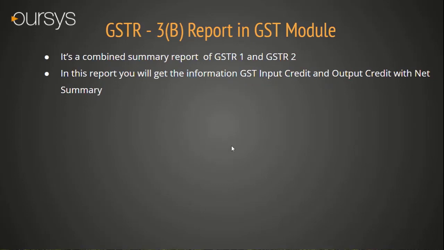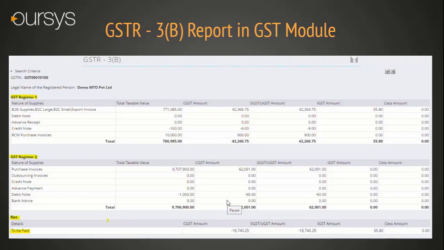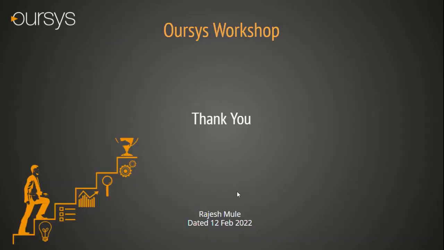Now we will see our next topic, GSTR 3B report in GST module. It's a combined summary report of GSTR 1 and GSTR 2. In this report, you will get the information of GST input credit and output credit with the net summary. Here you can see the GSTR register 1 summary, register 2 summary, and below both, the net details of what is to be paid. Thank you everyone.